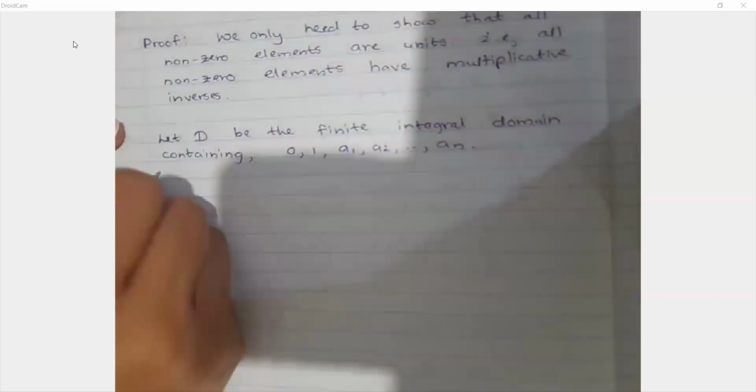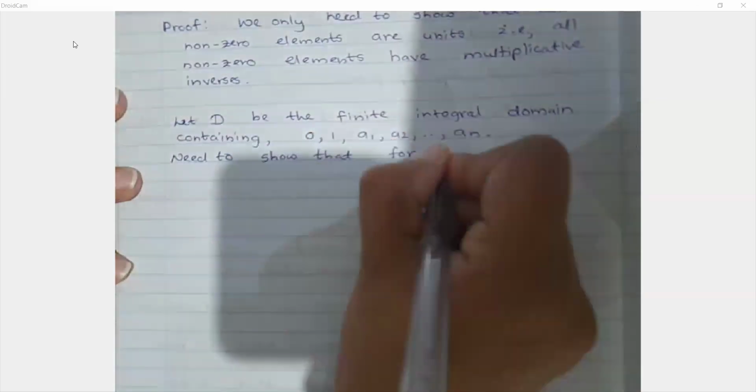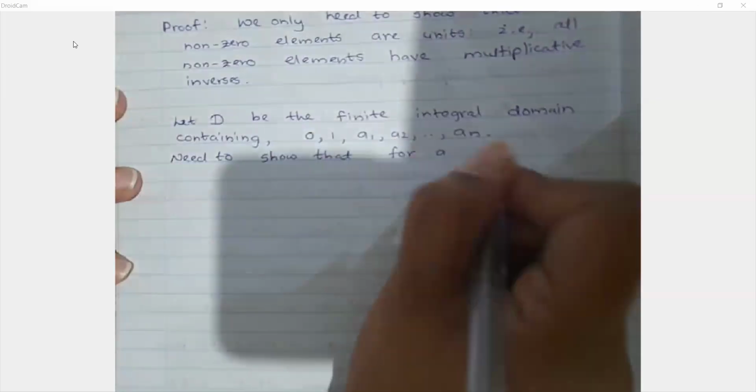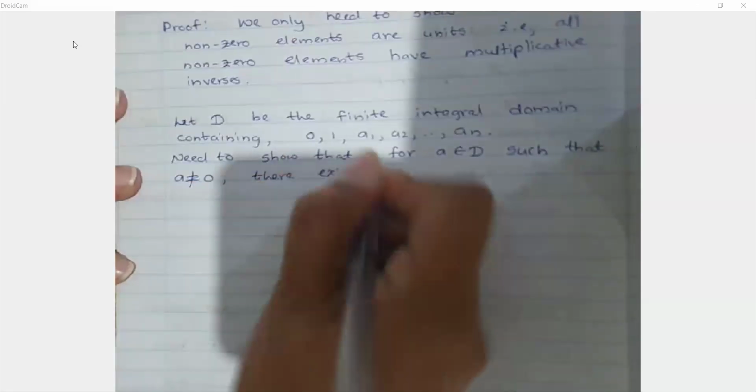Now, what we need to show is that for any A in D such that A is non-zero, there exists B in D such that AB is equal to 1, which is equal to BA. That is, for every non-zero element there is a multiplicative inverse.